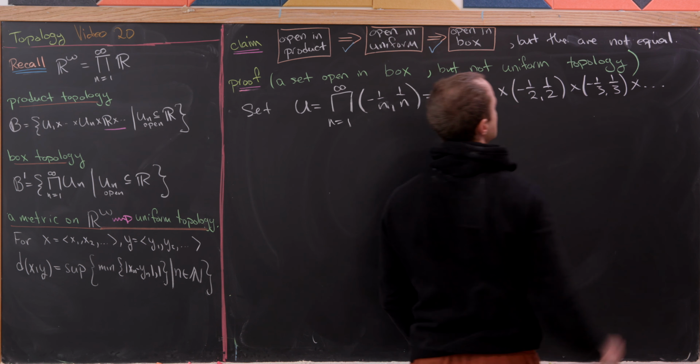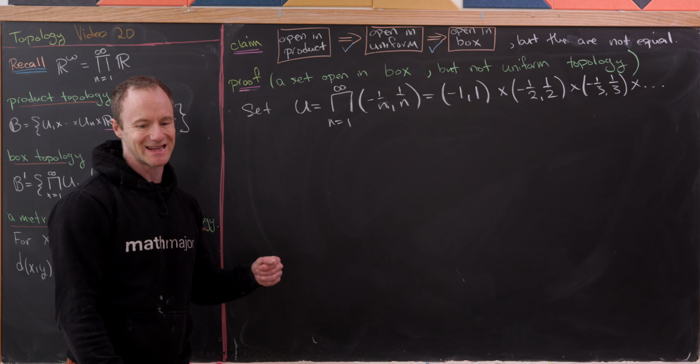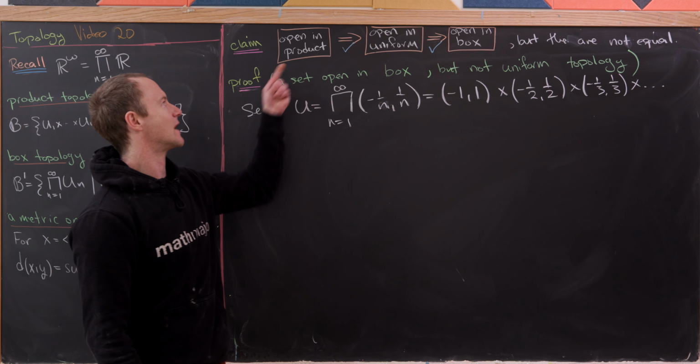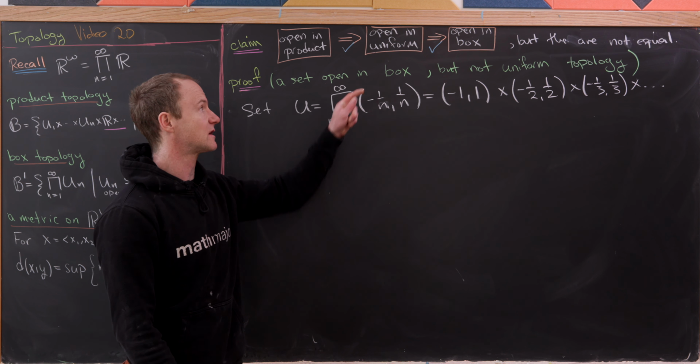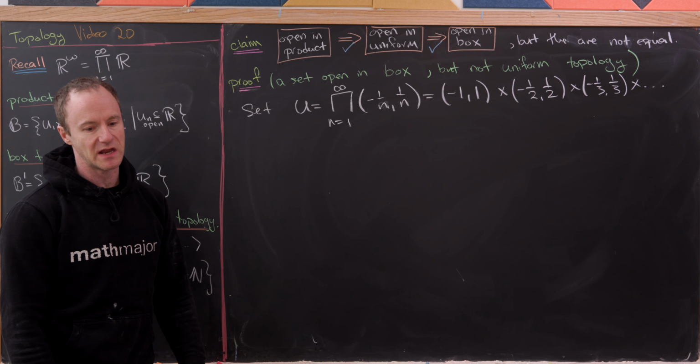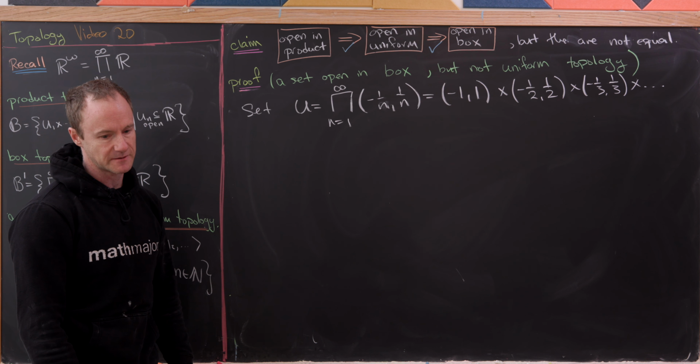So the important thing here is that those intervals are just getting smaller and smaller and smaller. So we know that that's not open in the product topology. It's pretty clearly open in the box topology, but we'll show that it's not open in the uniform topology.